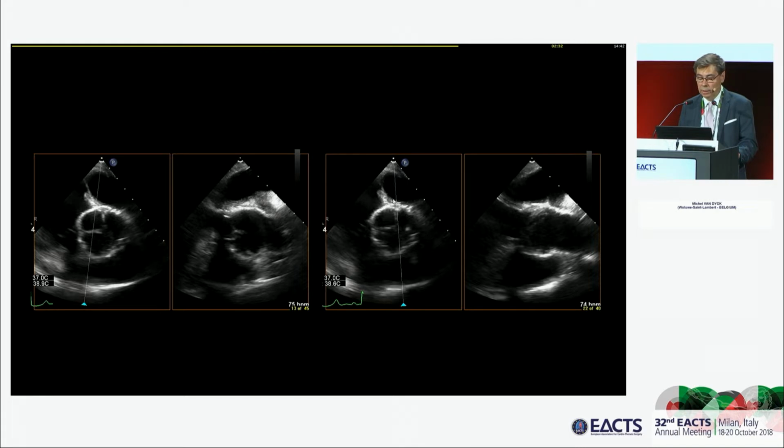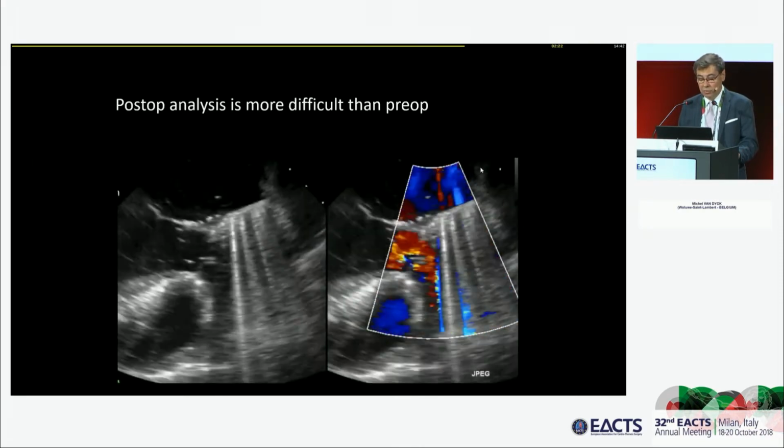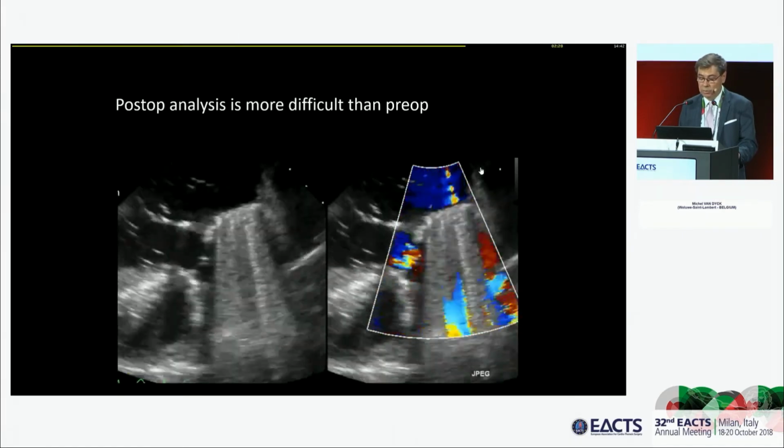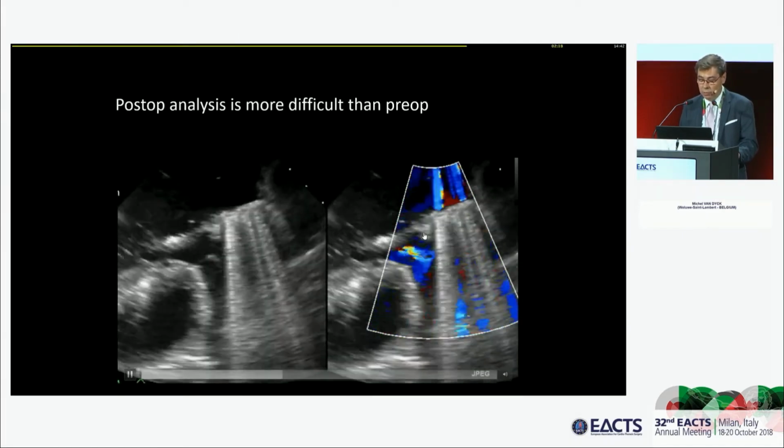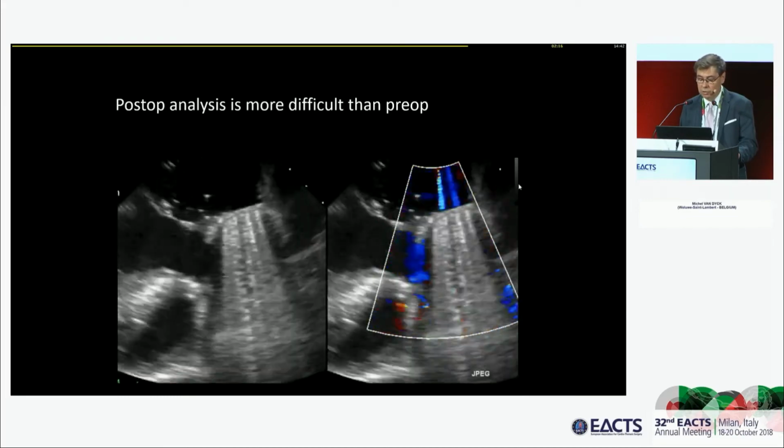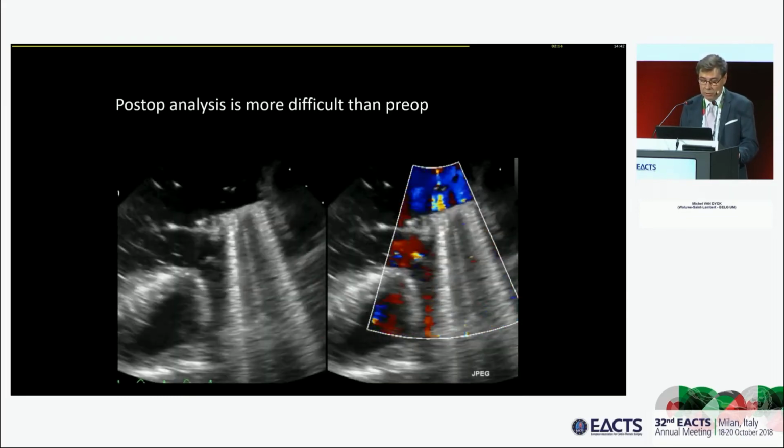While here, it's a good way of measuring the diameters of the sinuses post-repair, but we are clearly not at the level of the coaptation. Sometimes it's hard to have beautiful images post-operatively. Here we have a small aortic insufficiency. Should we pay attention to it?